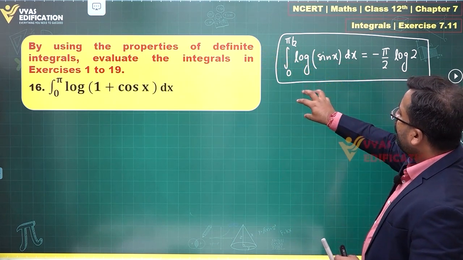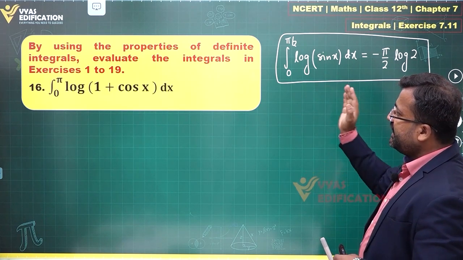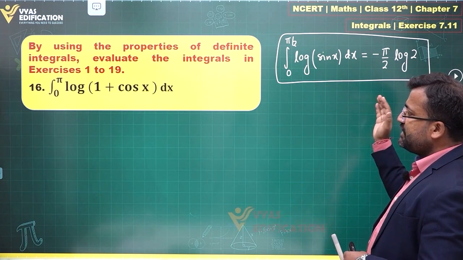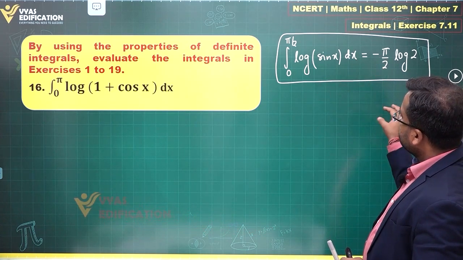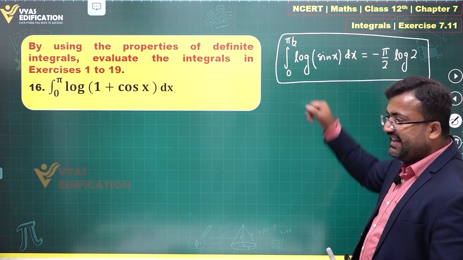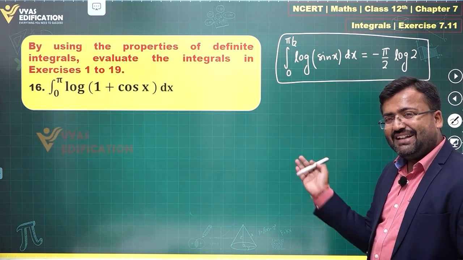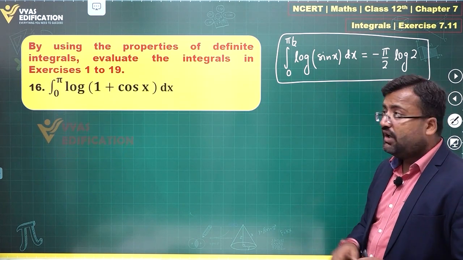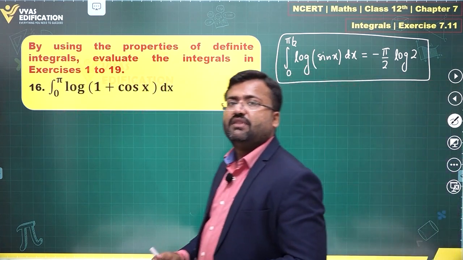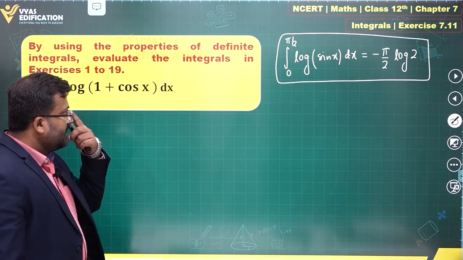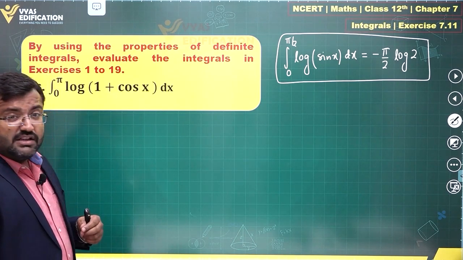What is that? Log sin 2x can be written as log 2 plus log sin x plus log cos x. Log sin x is known, log cos x is known, and the integral of log 2 from 0 to pi by 2 is known. Write them together, and you will get the integral of log sin 2x from 0 to pi by 2 as this same value only. Yes, that's interesting.